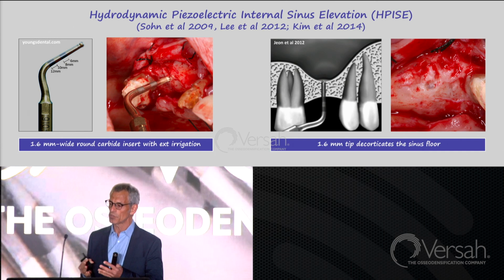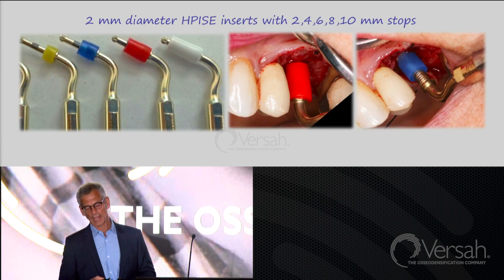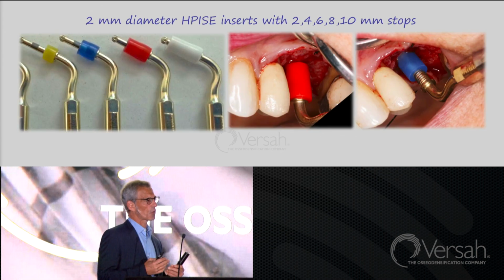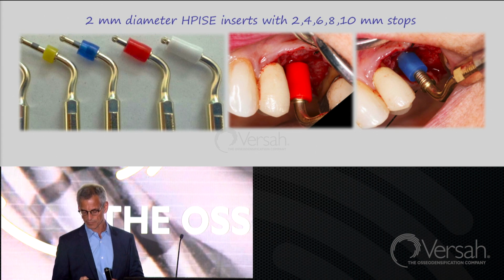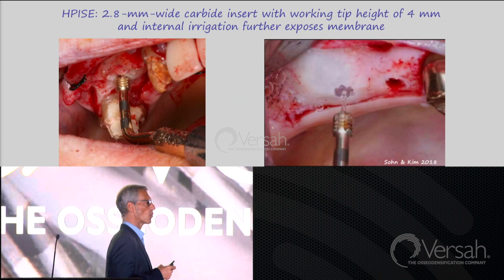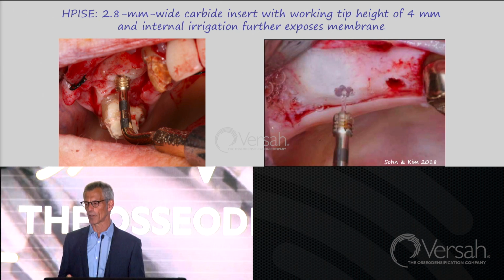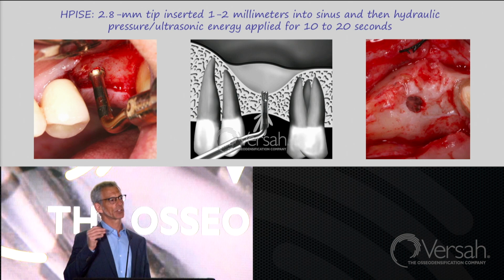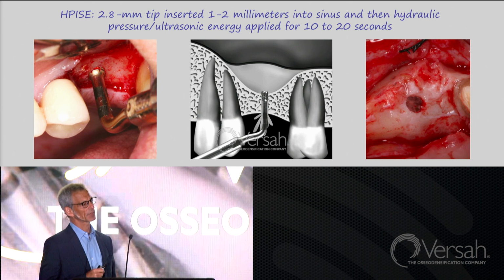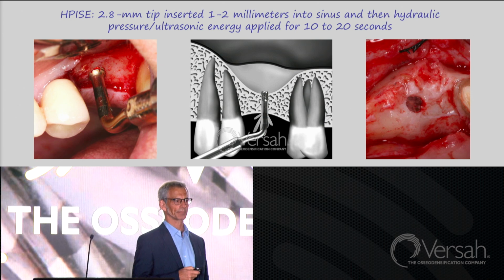I will initially use the 1.6 tip to decorticate the floor. I then will use 2.0 tips to further decorticate and widen my osteotomy. And then there's the working tip, the 2.8 tip, 4 millimeter working end. This is the tip that will elevate the sinus floor. It is inserted 1 to 2 millimeters beyond the sinus floor, held in place for 10 to 20 seconds.